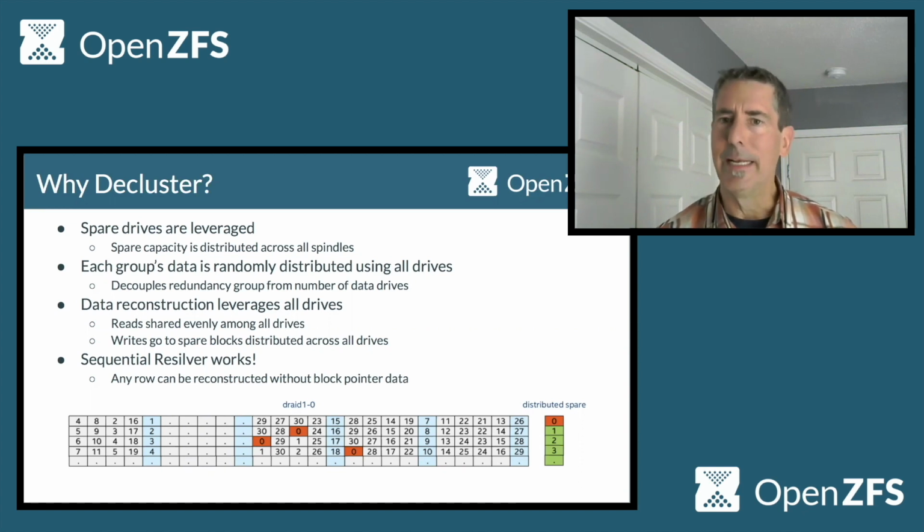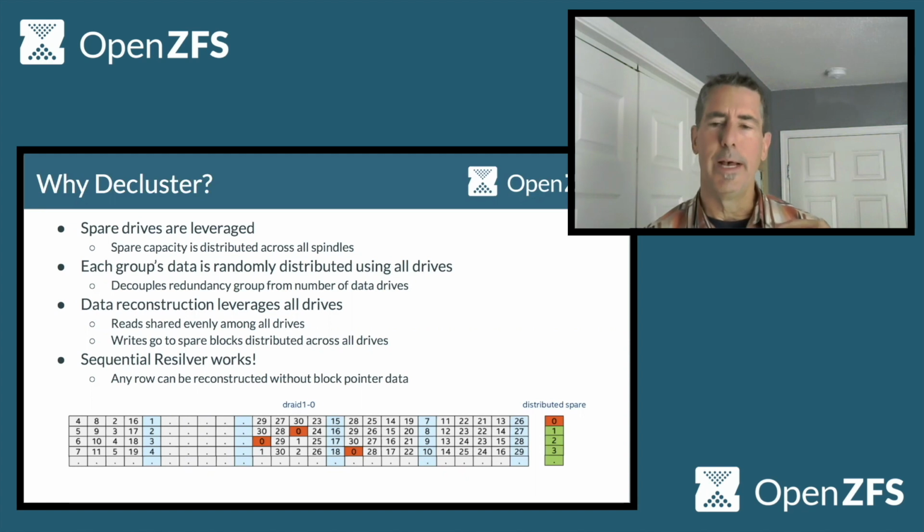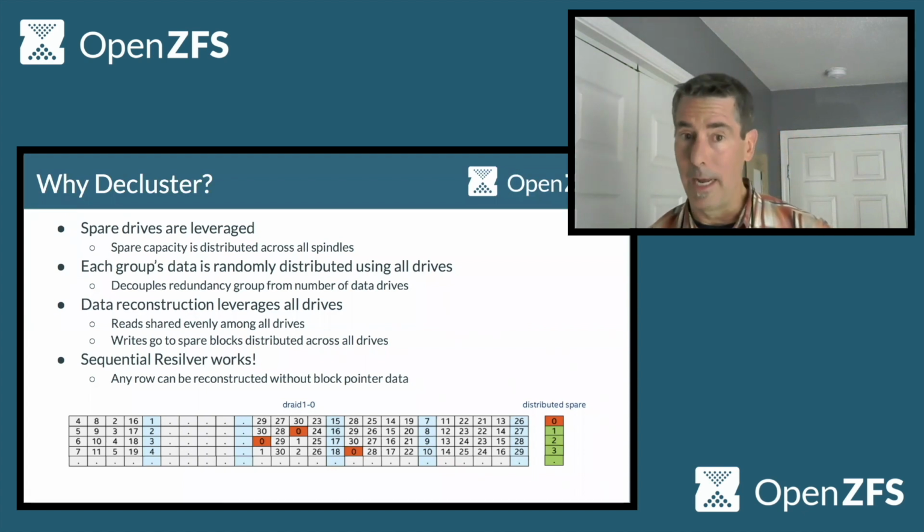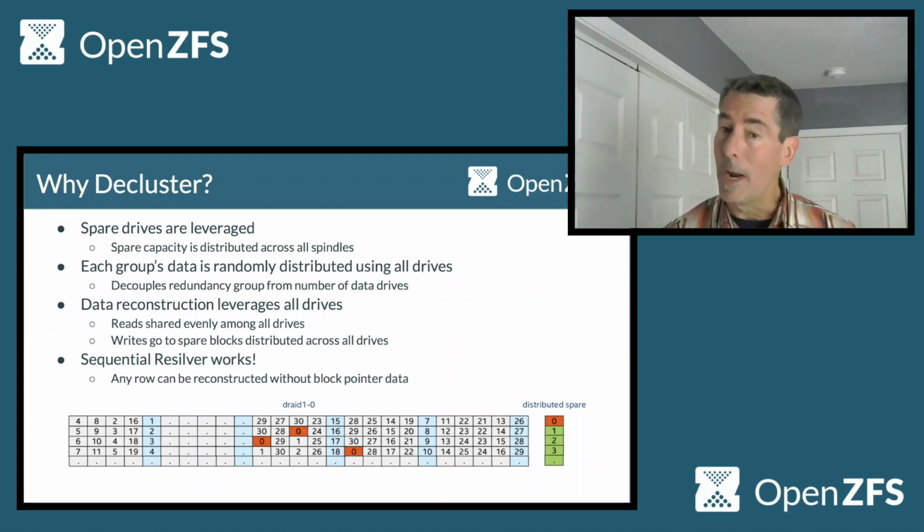combination of data and spare capacity, and every spindle is the same that way. Each group's data is randomly distributed across all the drives. This decouples the redundancy group from the number of data drives so that as we are allocating, reading and writing, we can consume from all of the spindles rather than just a set of spindles which make up that particular group. So the data reconstruction can leverage all the drives. Reads are shared evenly across all the drives. Writes go to spare blocks, which are distributed across all the drives. This allows us to use all the spindles all the time. And most importantly, sequential resilver works in this configuration.